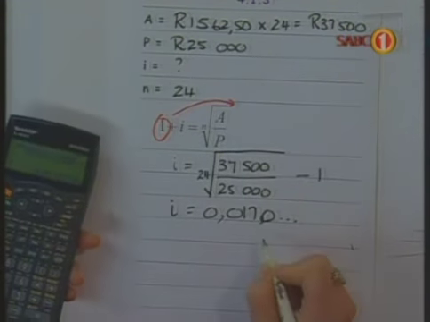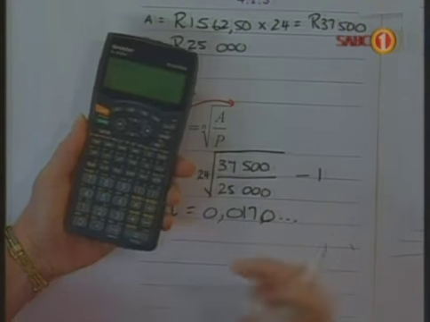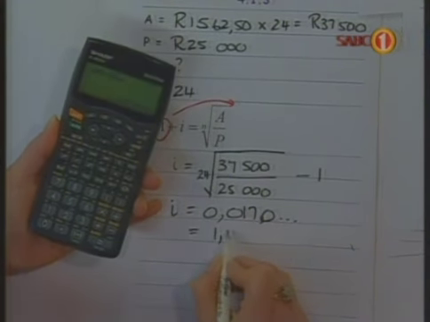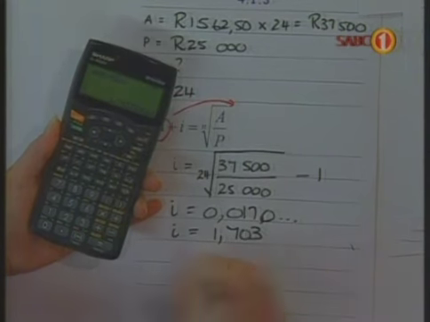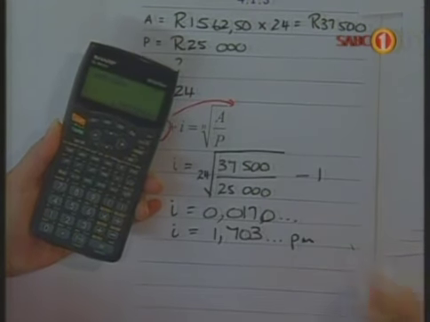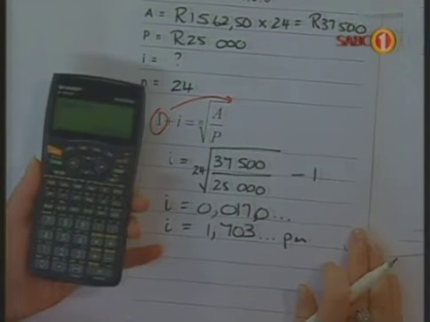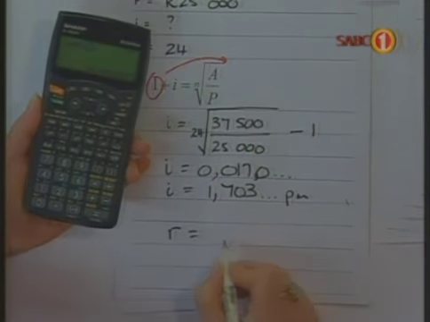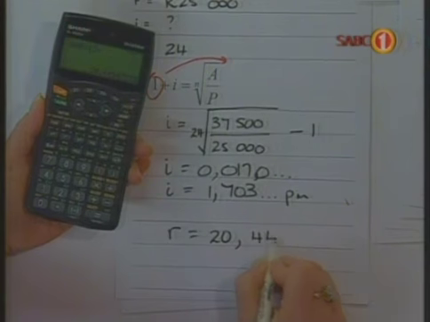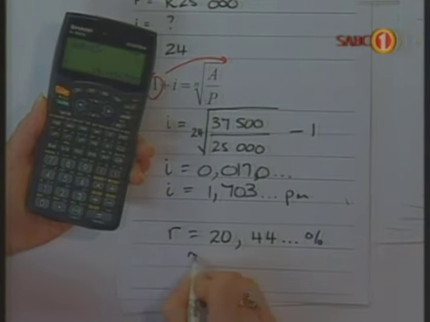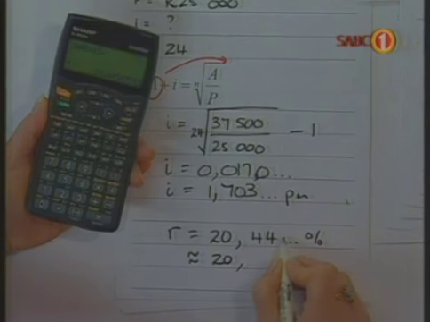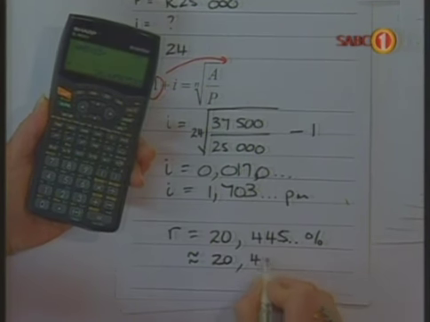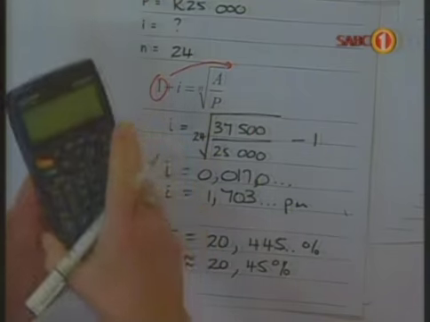0.0170. Now, this is a decimal. We need to change it to a percentage. So we are going to multiply by 100, and that gives you 1.703, and that is per month. So to change that to per annum, we have to take our answer, multiply by 12, and that's going to give us a final answer for the interest rate of 20.44%, and they told us to round off to one decimal place, so because this was a 5 here, it is going to be 20.5%.